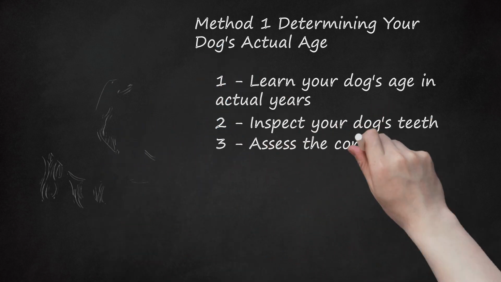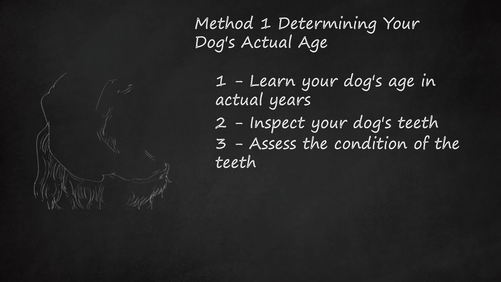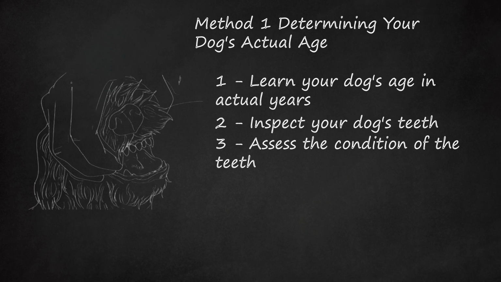3. Assess the condition of the teeth. Between the ages of 1 and 2 years old, many dogs will start to show some yellowing on their back teeth. Tartar buildup starts shortly after this. Most dogs will start to show wear on their incisors, the teeth along the front of their mouth, between 3 and 5 years. The wear on the teeth will gradually increase as your dog ages.